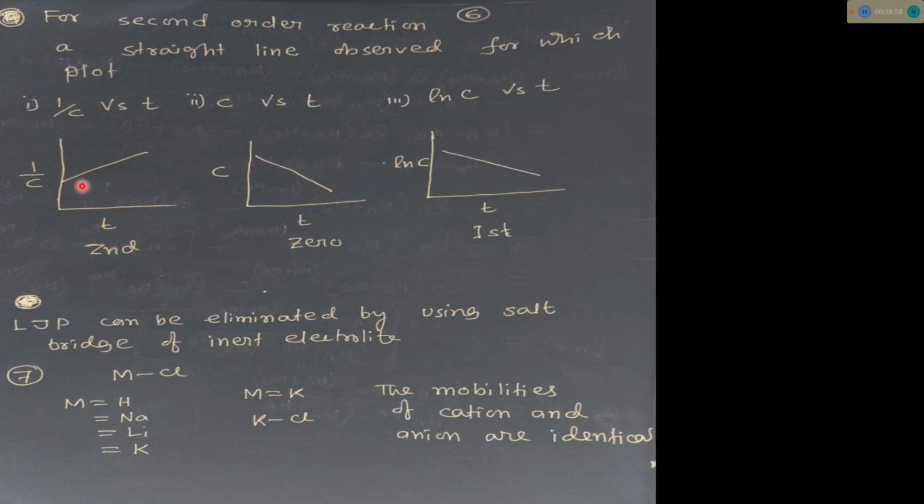We discussed all three in a separate video, and I also mentioned it in the first slot exam question we discussed, how we easily solve such graph-related questions to find the order of the reaction within 30 seconds, in the Chemistry Concept Booster series. If we see that video, we can find that 1 by C versus t gives a positive slope straight line for second order reactions. For zero order reactions, the plot of concentration versus time gives a negative slope straight line. For first order reactions, the plot is ln C versus t, and that gives a negative slope straight line.